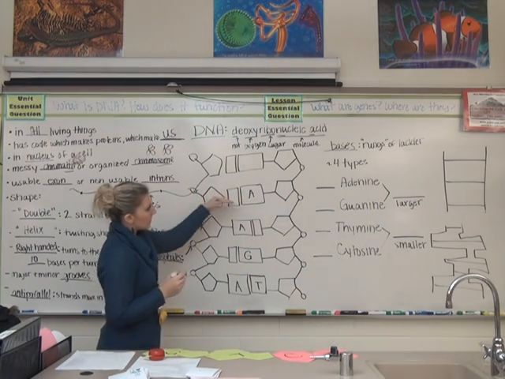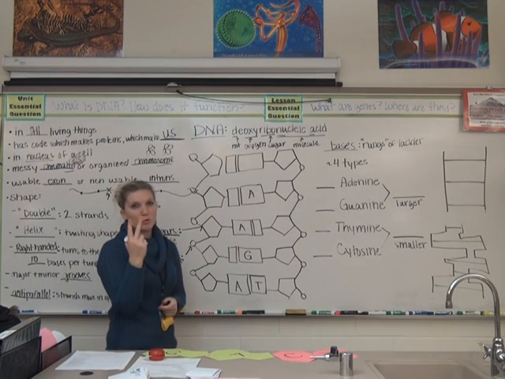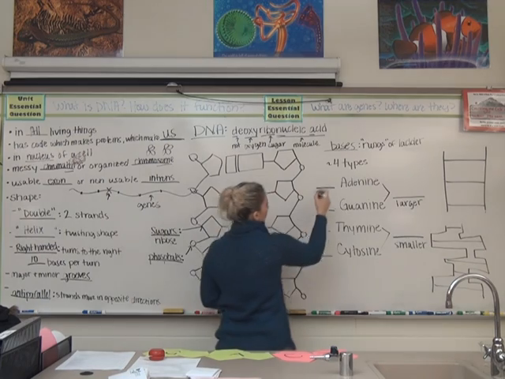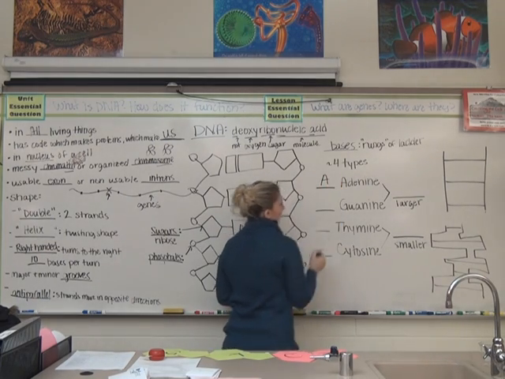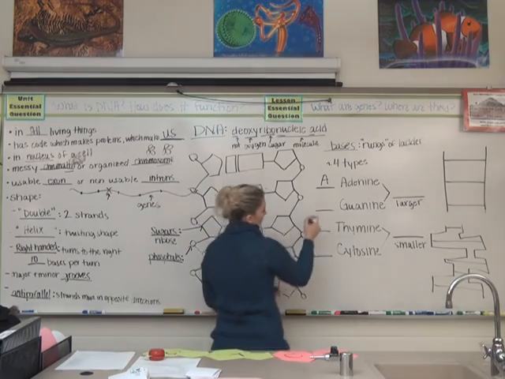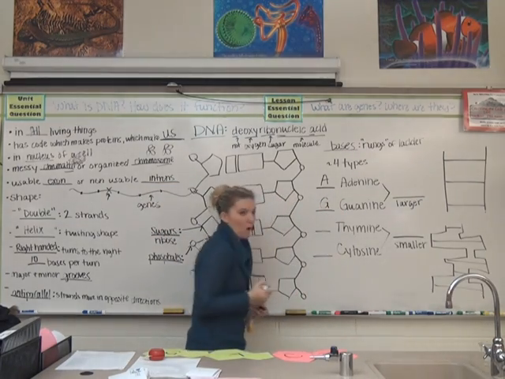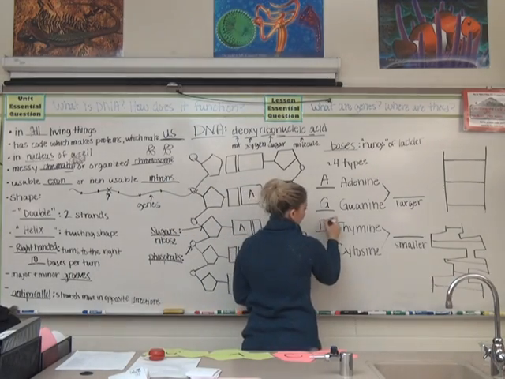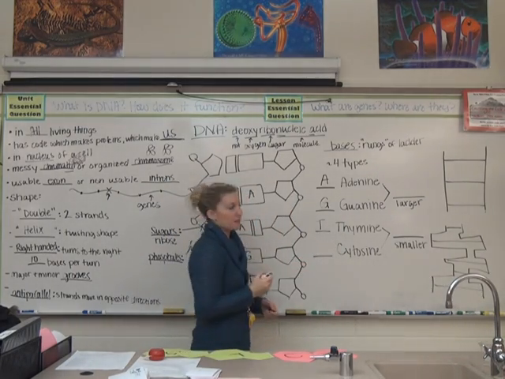Each rung is made up of two different bases, and there's always different types of bases. The first type we call A, and that stands for adenine. The next one we call G, which stands for guanine. The next one is T for thymine, and the last one is C for cytosine.